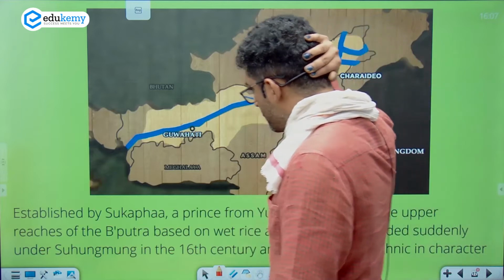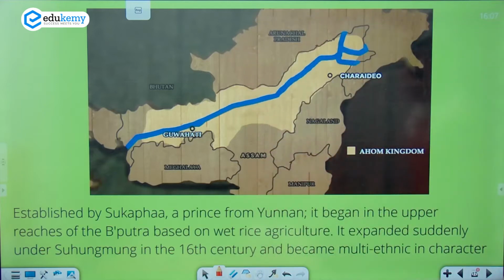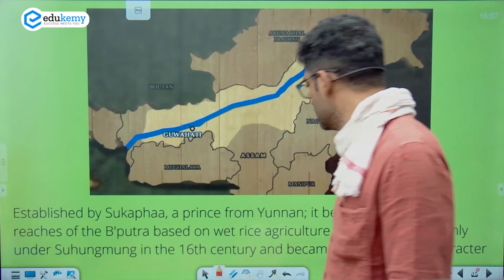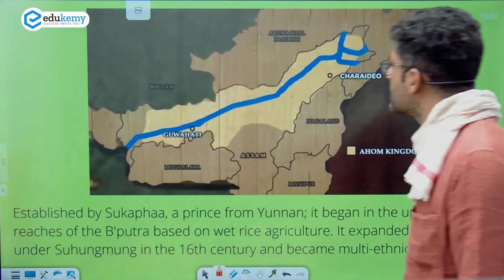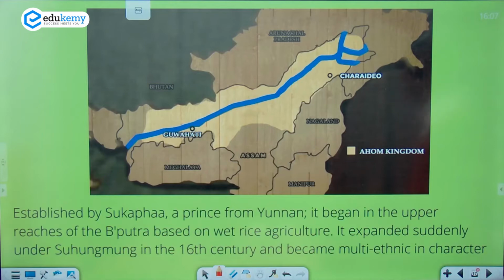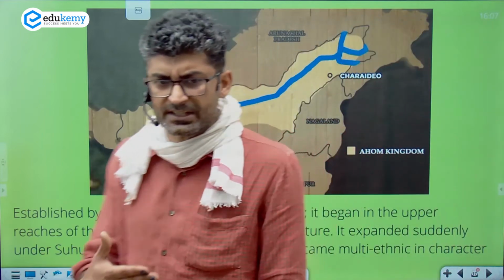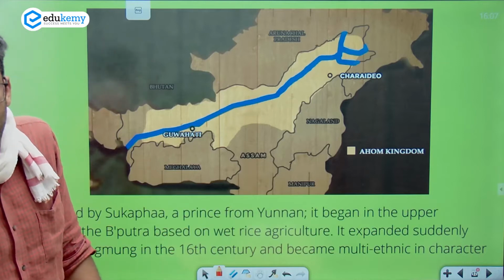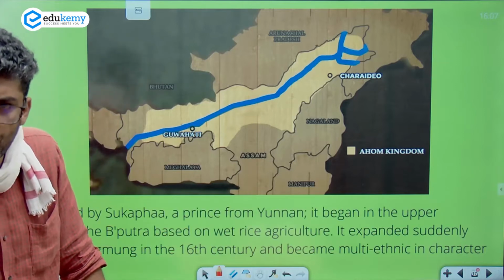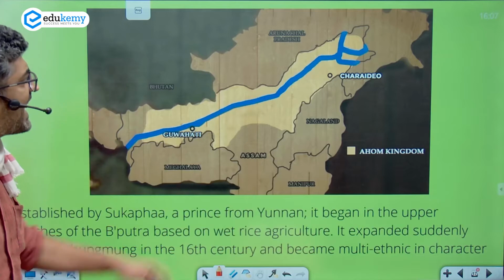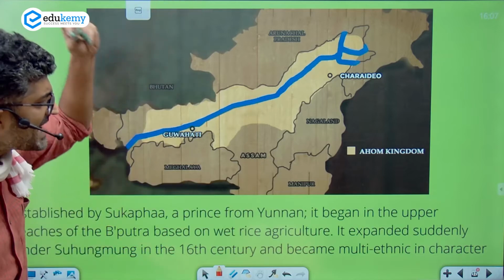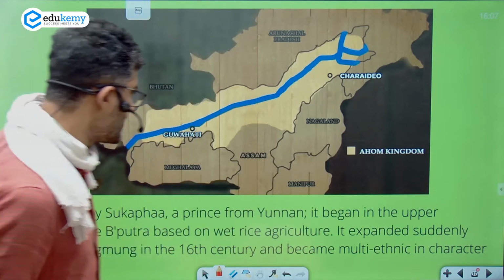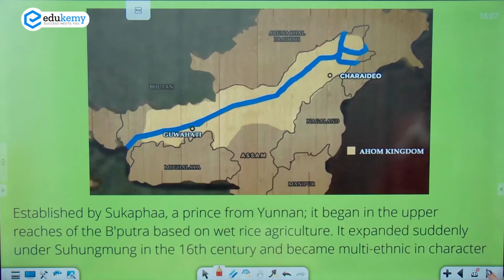This is the map of the Ahom Kingdom. It was established in the 13th century CE by a prince from Yunnan. Yunnan is a province in China. So from that province came a prince who is called Sukapa.